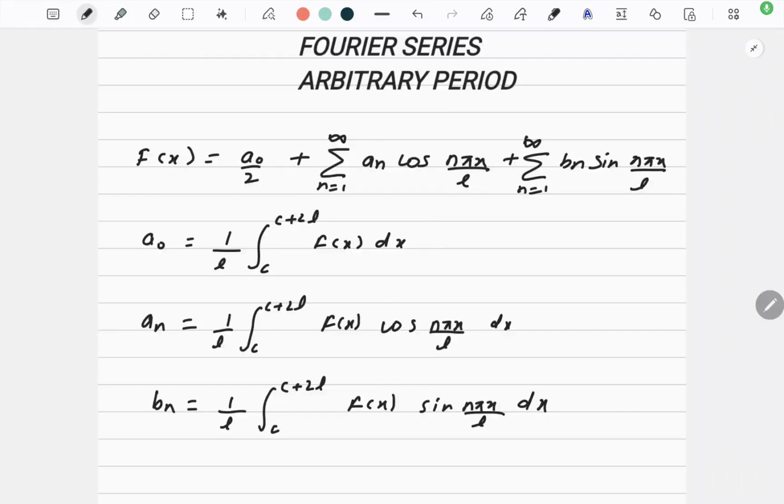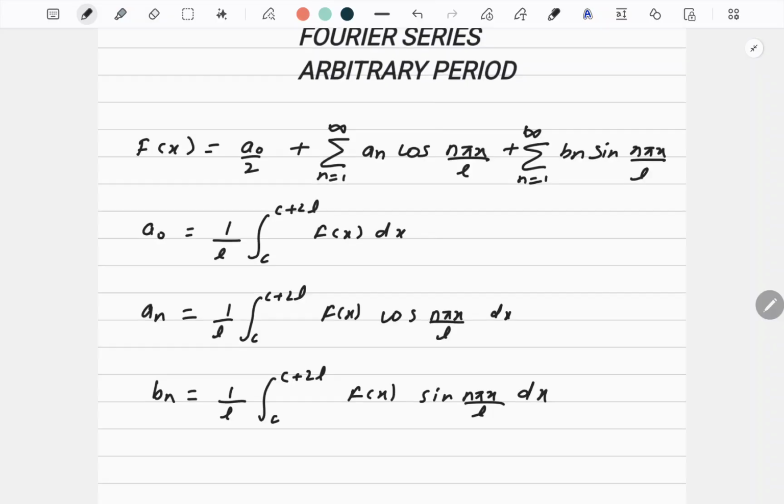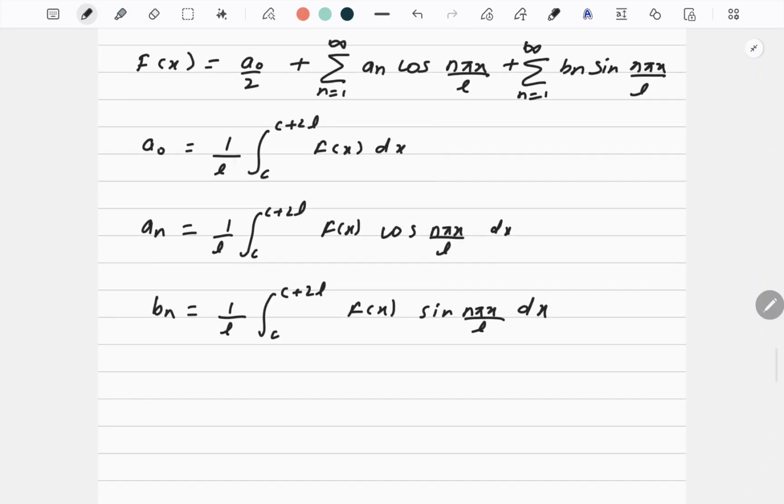Students, now in our Fourier series we have already done from 0 to 2 pi, minus pi to pi. Now let's come to arbitrary period. Arbitrary period means, like in Fourier series you have studied c to c plus 2 pi, it will be from c to c plus 2L, right?